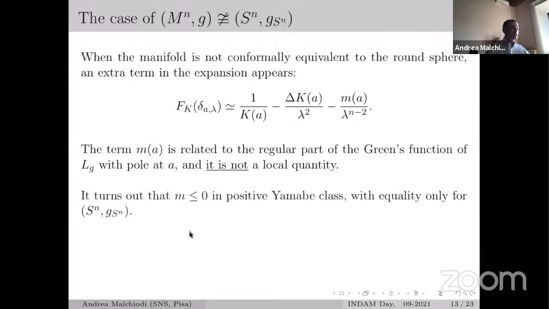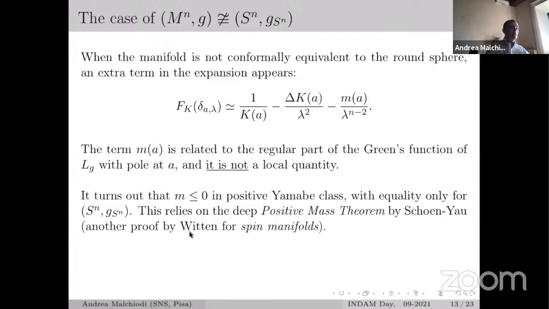In fact, when the manifold is not conformally equivalent to the sphere, this term is always greater or equal to 0 in positive Yamabe class, with equality only for the sphere. This relies on a deep theorem, which is called the positive mass theorem by Schoen and Yau, with an alternative proof by Witten for spin manifolds. So this is a term that you see only when you are not on the sphere.